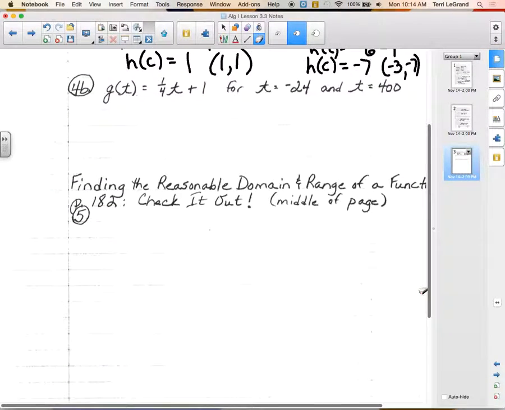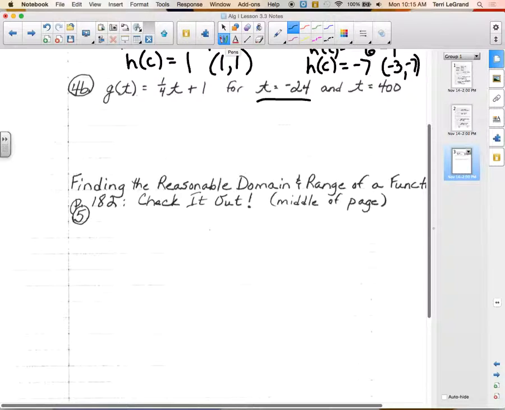Okay, then let's do the next one. g of t equals 1/4 t plus 1. What's our function rule this time? 1/4 t plus 1. What's our independent variable this time? Instead of being called x, what's it called? T. And our y value is g of t. Even though they're not f's, they don't always use f in function notation. Like in the last one they used h, and this one they're using g. It's still function notation.